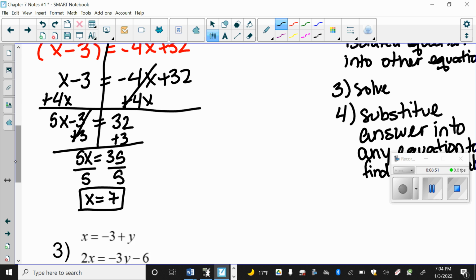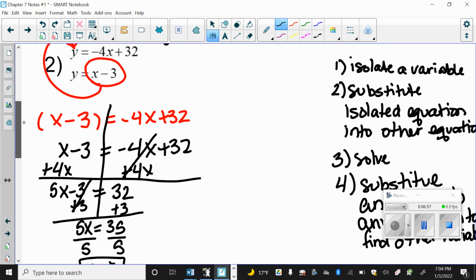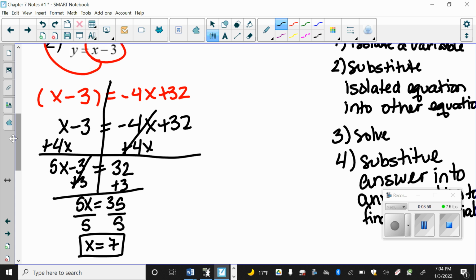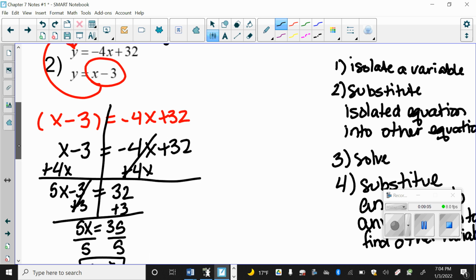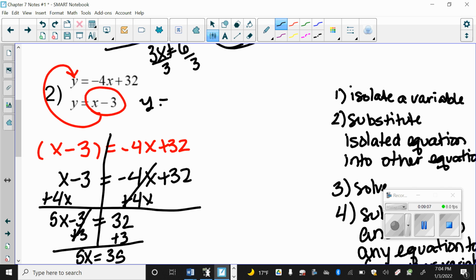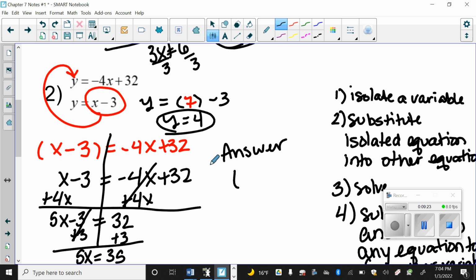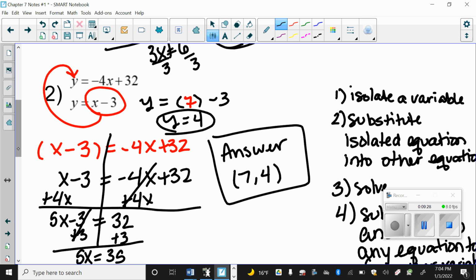Now step 4 says substitute your answer into an equation to find the other variable. So I'm going to take x equals 7, and substitute it into this bottom equation for x. So I have y equals x minus 3. x again is 7. So I have y equals 7 minus 3, which is 4. So my answer, again, is the set of x comma y, so 7 comma 4. That is a solution to the system.